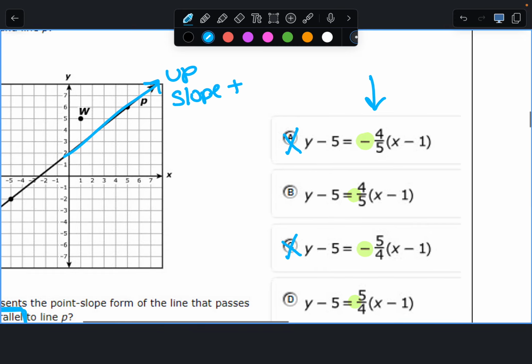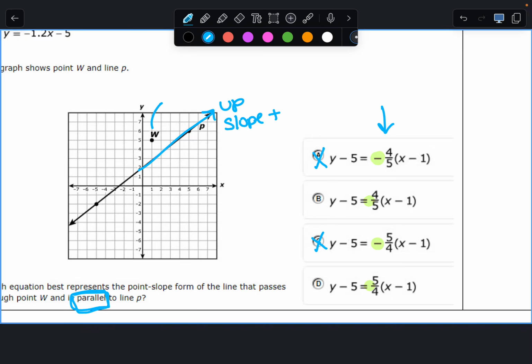Now from there, the point that they want us to choose or compare is point what? It says it has to go through point W. What is point W? 1.5. Okay? So now, in order to be able to put B and D into y equals, every number has to be on the same side of the equal sign, or it has to be solved for y. Meaning, all I need to do is move this 5 over to the right by doing what? Adding the 5.